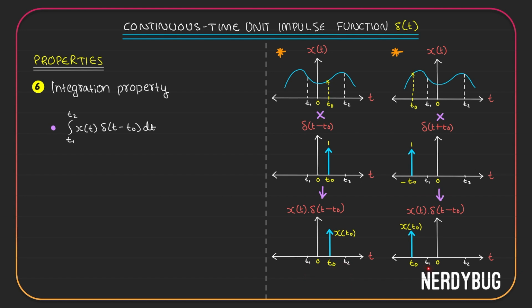In the second case, you'll be integrating from here to here, but our impulse is outside this interval over here. So integration will give you 0. To show this mathematically, we can write integral from t1 to t2 x of t delta of t minus t naught will give you x of t naught if t naught belongs to the interval from t1 to t2. If t naught does not belong to the interval t1 to t2, then you will get 0.